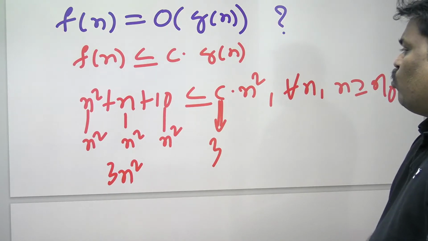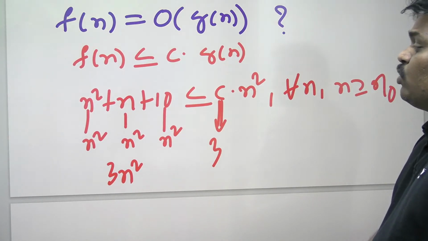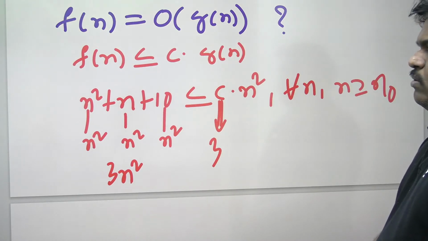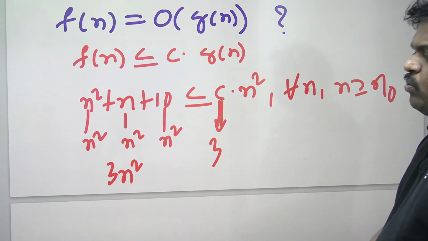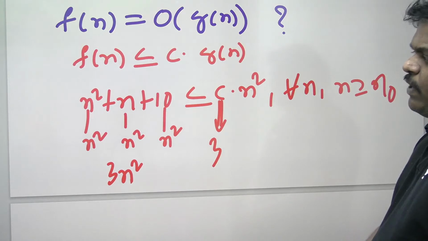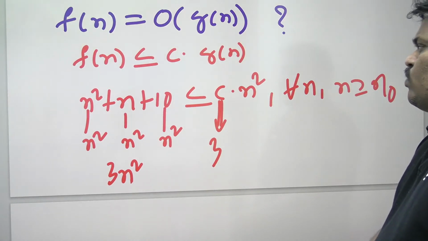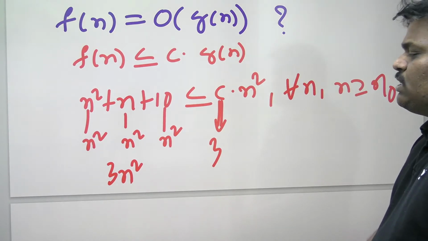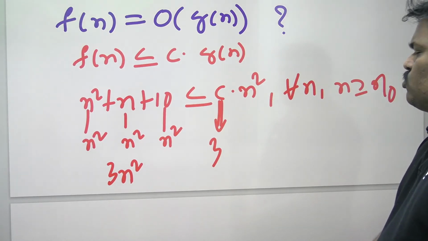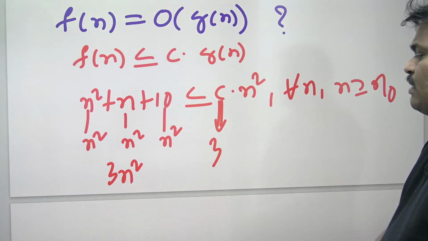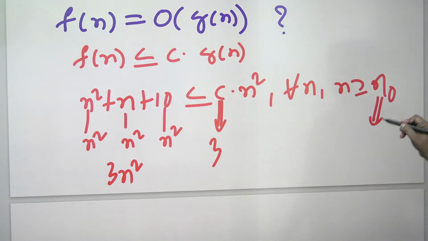If you take n value 1, left is 12, right is 3, fail. Next, if I take n value 2, 2 square is 4, 4 plus 2 is 6, 6 plus 10 is 16. On the right side, n value 2, 2 square is 4, 3 fours is 12. Left 16, right 12, fail. Let's go to 3. 3 square is 9, 9 threes is 27. Left is 22, right is 27. I think 3 onwards it works. For all n greater than or equal to 3, it works.